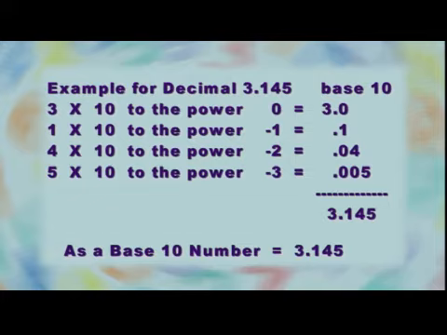We will see another example: 3.145 base 10. How can we write this? 3 into 10 to the power 0, which is equal to 3.0. 1 into 10 to the power minus 1, which is equal to 0.1. 4 into 10 to the power minus 2, we will write as 0.04. 5 into 10 to the power minus 3, which is equal to 0.005. So, as a base 10 number, we write it as 3.145.